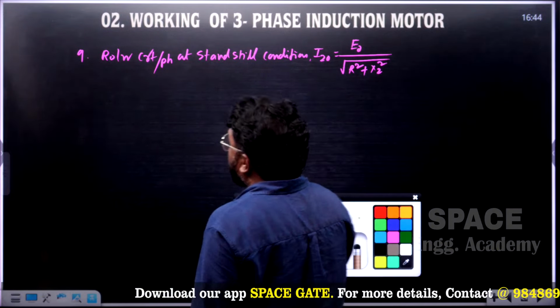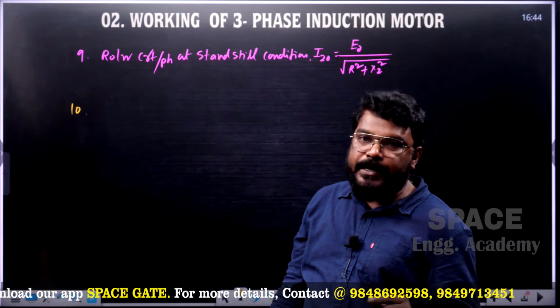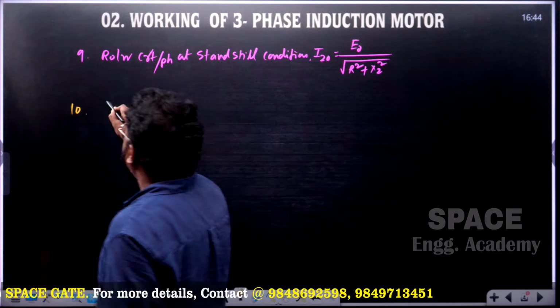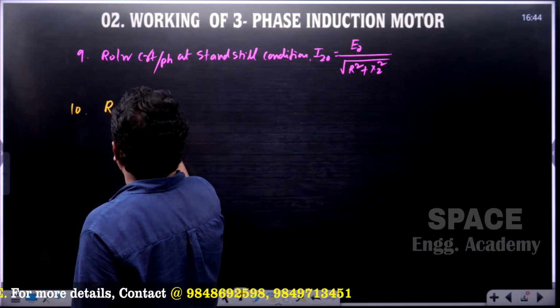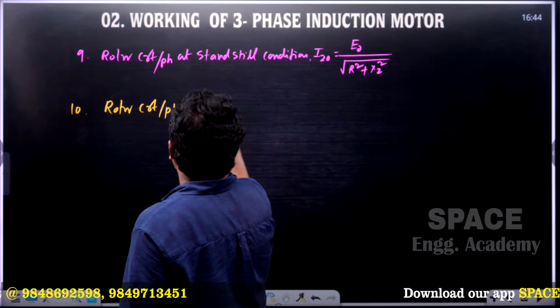And another possibility of the question is the rotor current per phase under running condition.